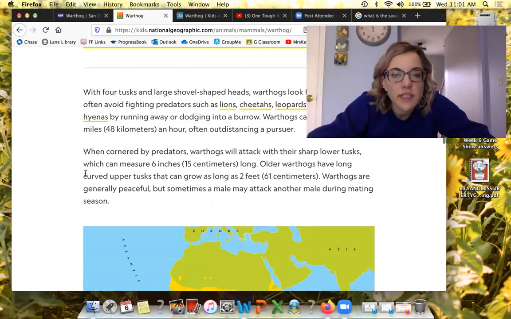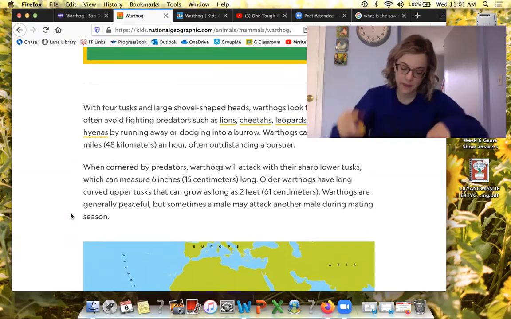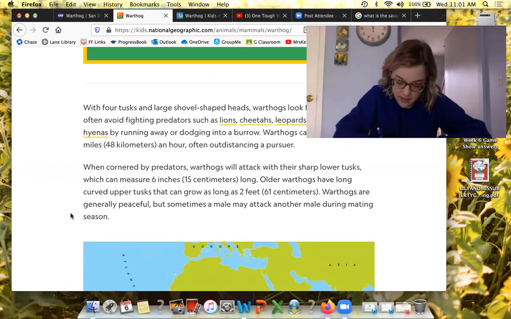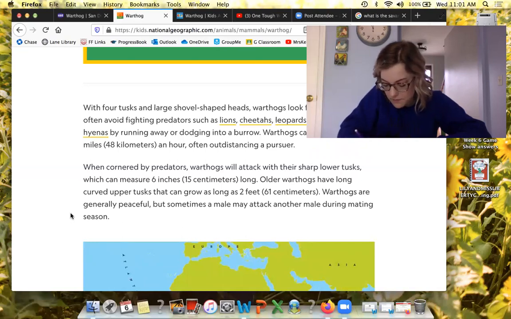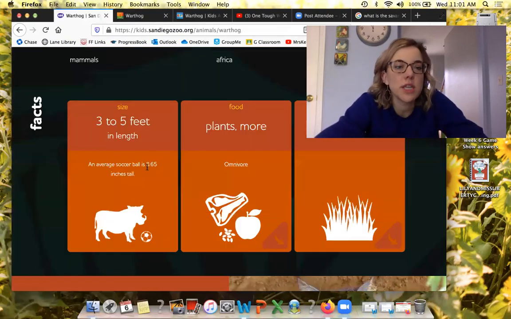All right, looking for interesting facts. Ooh. So how they protect themselves from predators is they attack with their tusks. So I think that's an interesting fact. Attack predators with their tusks. Okay, I've gotten some information from these two sites. Let's just double check San Diego Zoo.